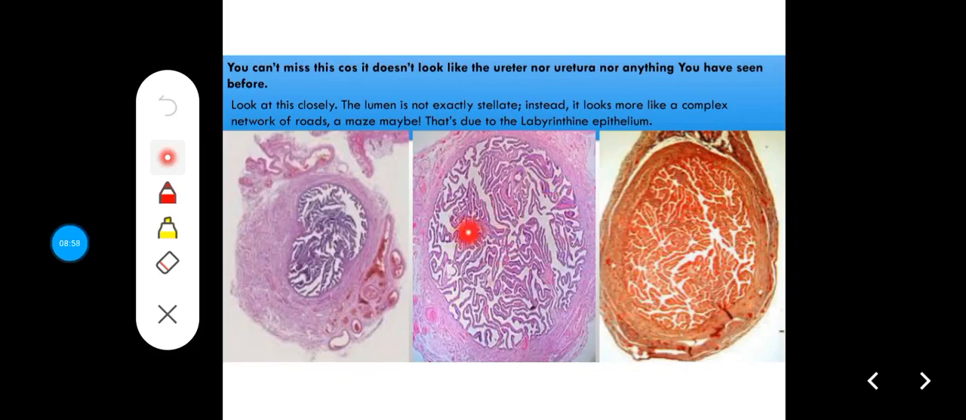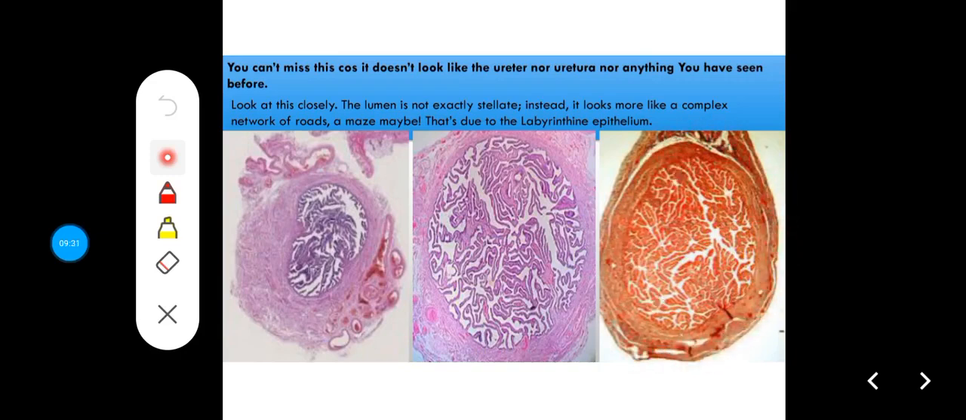That is due to the labyrinthine epithelium. The mucosal folds fill the lumen, hence it looks like a maze. Look at this one too. It's easy to identify the oviduct on histology. Now the muscle layer, the inner circular muscle layer, and then the outer longitudinal muscle layer, and then the adventitia or the serosa. So the same thing here, the adventitia or the serosa, which is a layer of connective tissue, then the muscle layer, and then the mucosa and its folds.